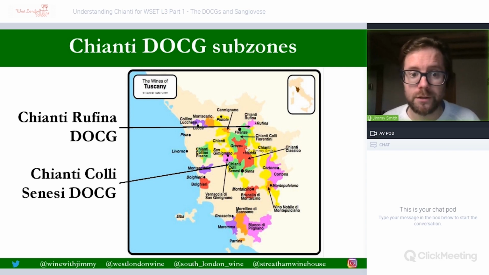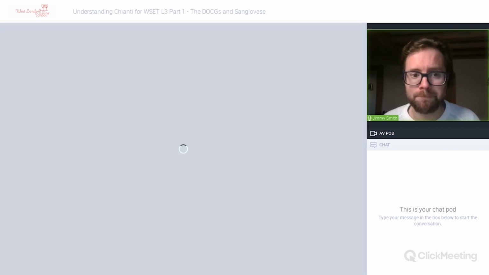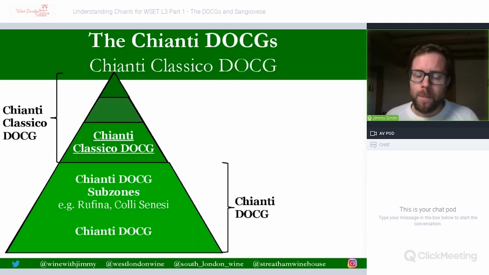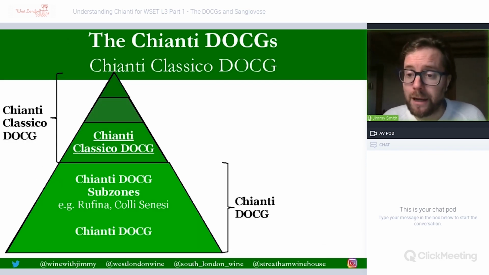You don't need to know the next thing I'm going to say, but there are other DOCG subzones, like Chianti Colli Pisane, which is this one here. There is also Chianti Colli Fiorentini, which is around Florence, but don't worry about those for your level 3. So that's generic Chianti complete with generic Chianti DOCG and the subzones. Above that, we have Chianti Classico, and its 2 separate higher level qualities.